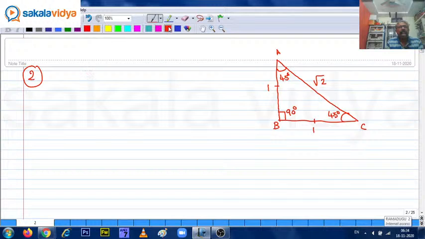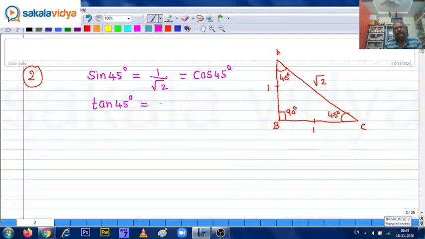So from this we can write sine 45. Sine 45 is equal to opposite by hypotenuse, 1 upon root 2, and this is also equal to cos 45. Next, tan 45 is equal to opposite by adjacent, 1 upon 1, which is 1, and it is the same as cot 45. Next, sec 45 is equal to hypotenuse by adjacent side, root 2 by 1, root 2, and this is equal to cosecant 45.